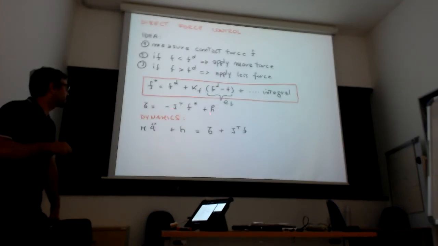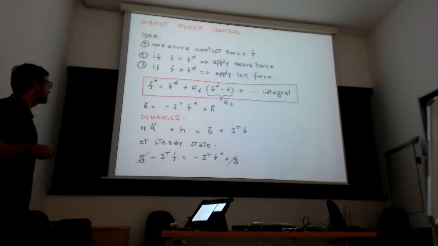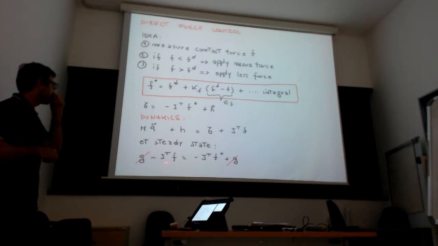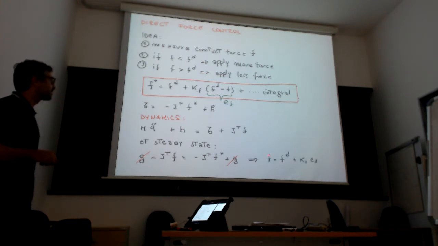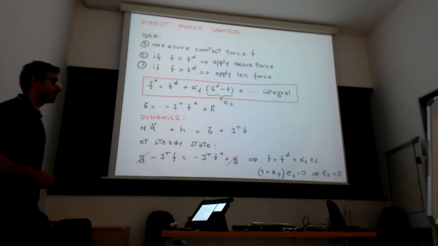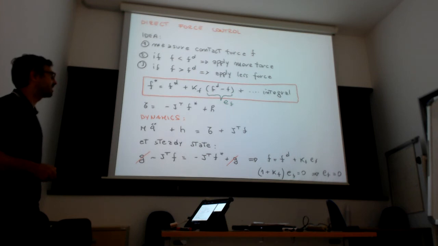If we replace this control law in the dynamics and look at the steady state, we see that H becomes G. We have this term that goes on the left, and q double dot goes to zero. Then you have tau, which is J transpose F star plus some gravity compensation. So in essence, we have F equal to F star, where F star is Fd plus Kf times the force error, and if you port it to the left side, you can see that the error goes to zero. In steady state, the force error goes to zero and you achieve force tracking.